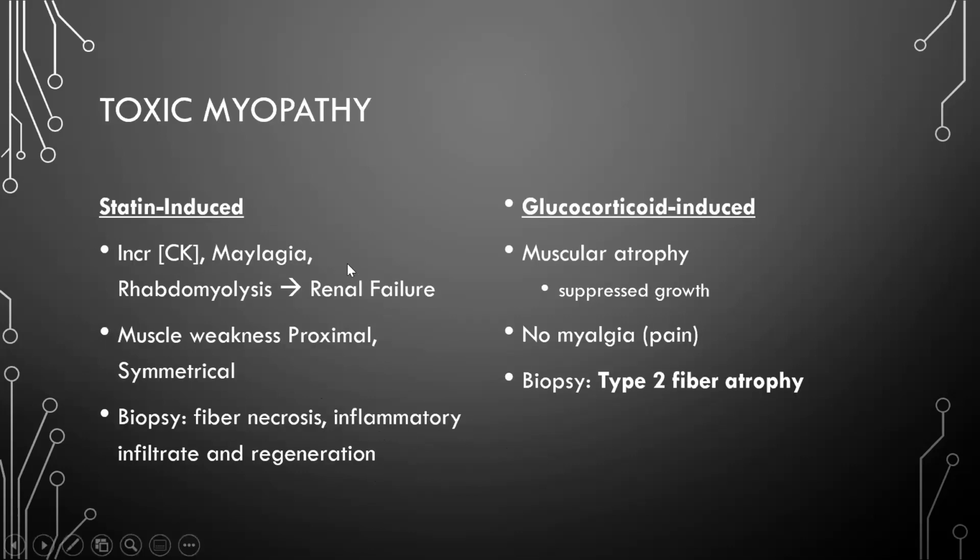Then we go into toxic myopathies. So there's 4 of them. I would just pick up the main points from each one. So you got your statin induced. The big one for this is you're going to get renal failure, and you're also going to have symmetrical and proximal muscle weakness. And if you take a biopsy, it's going to show necrosis and inflammatory infiltrate. Your glucocorticoid, you're going to have muscle atrophy, you're going to have no pain, and you're going to have specific type 2 fiber atrophy.